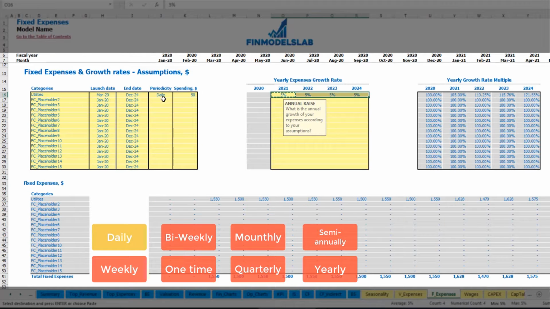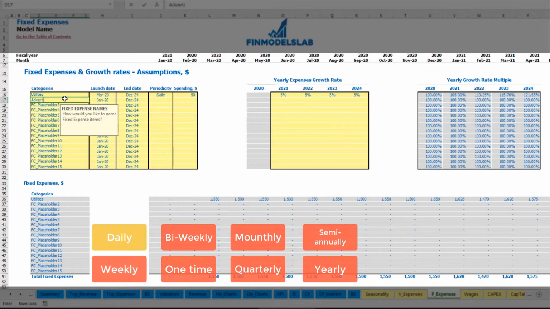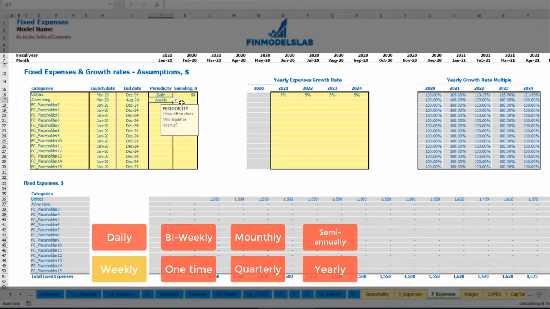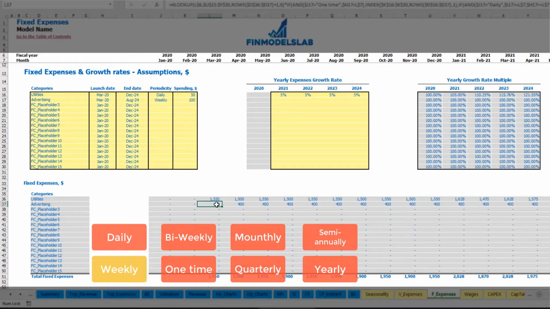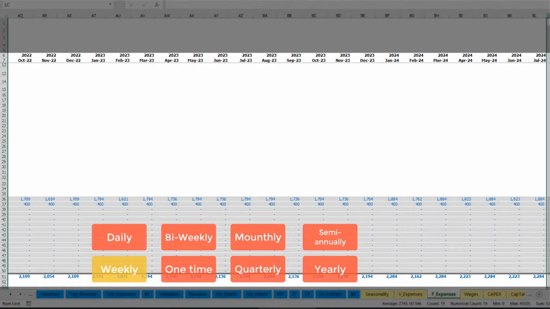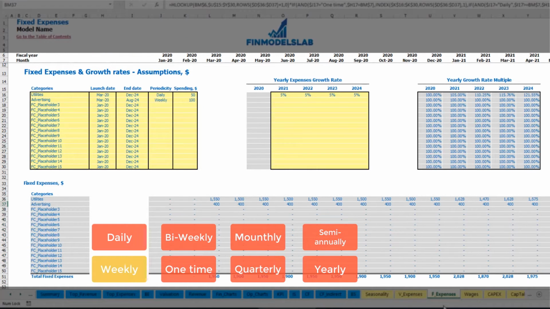Let me give you a couple of other expense types. For example, advertising. Let it start in March and finish in August 24. This will be on a weekly basis with an amount of $100 without any growth. So starting from March till August 24, you have $400 per month, which is 4 weekly payments each month, and that's it.